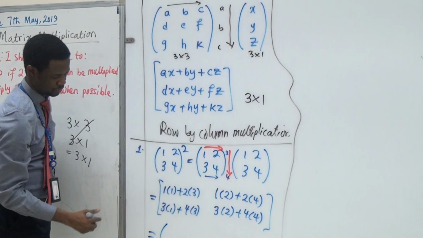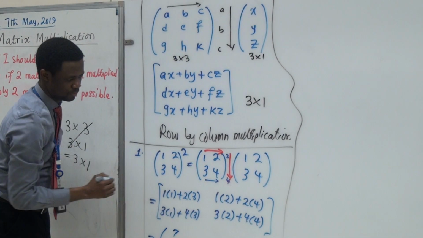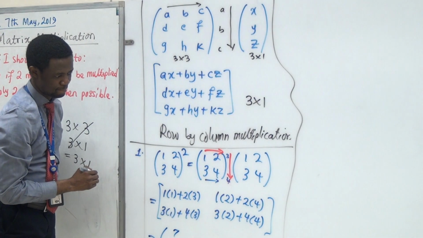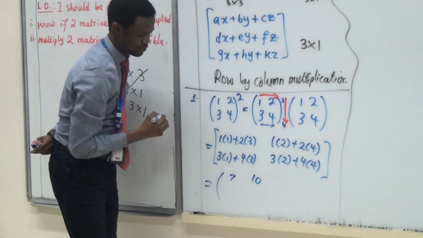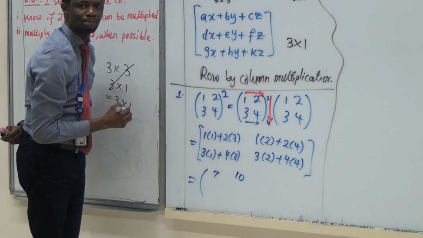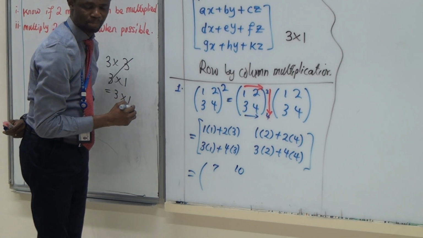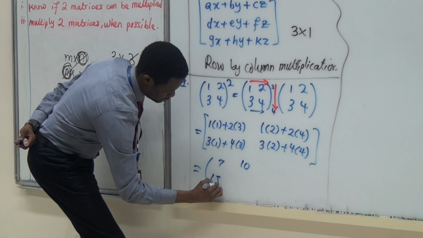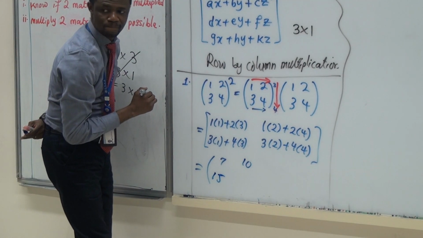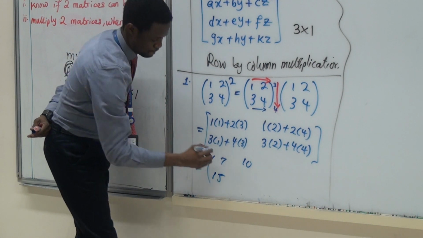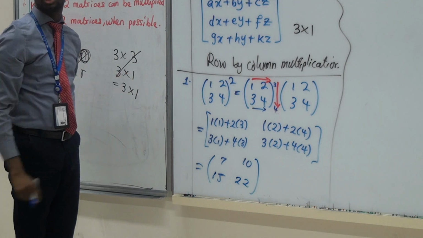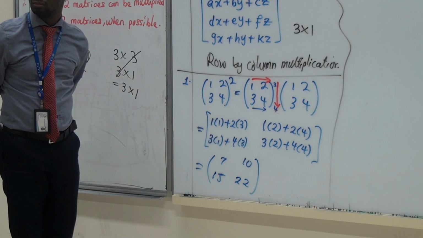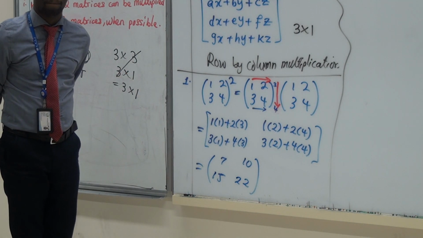What is this? 7. The next one? 10. Are you sure? Yes. Okay? Let's trust him. Next? 15. Next? 20. 22. Yeah. Can you see that it's not the square of each element in the matrix now? Yes. Let me give you a clue.